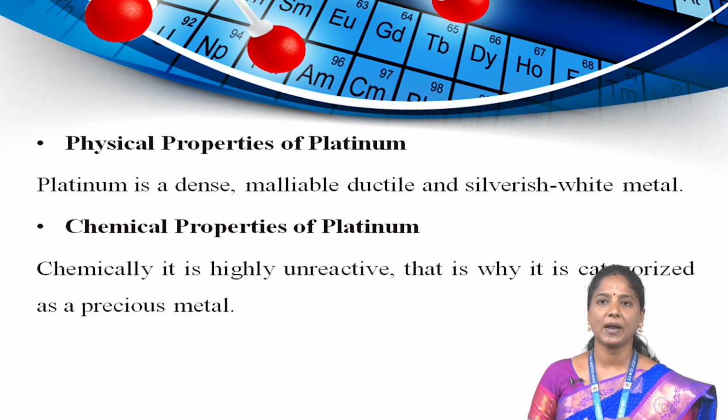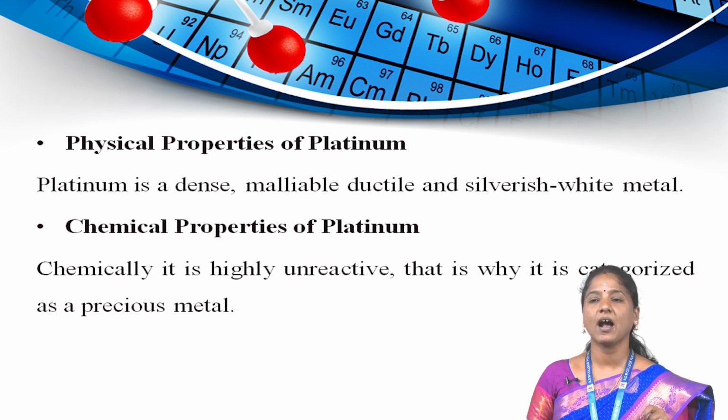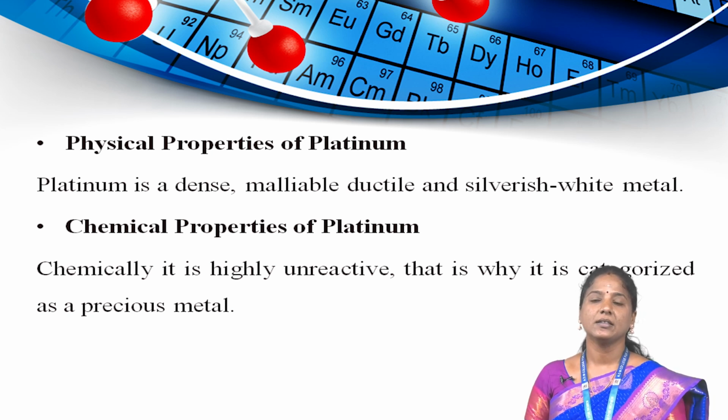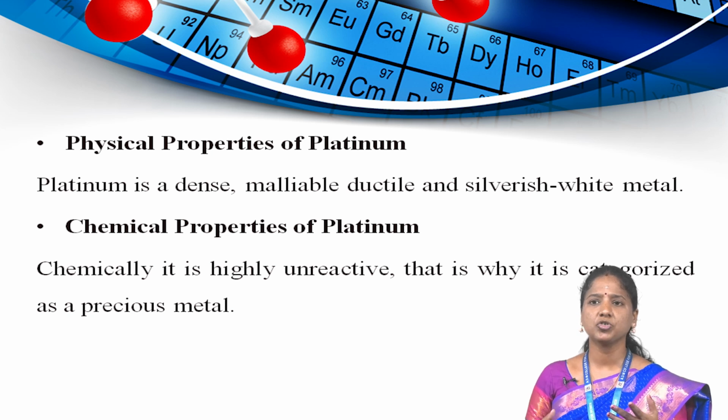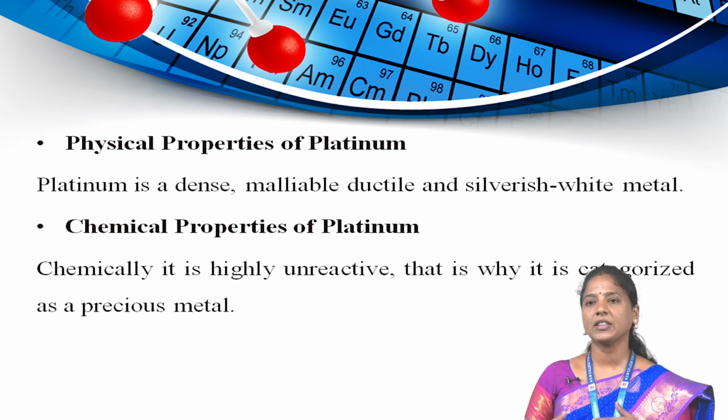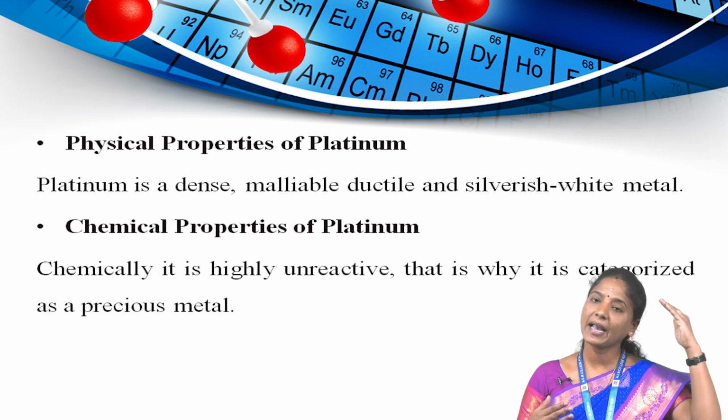Chemical properties of platinum. Chemically, it is highly unreactive. That is why it is categorized as a precious metal. Platinum is highly resistant to corrosion. It is not tarnished in the air. That is why it does not form oxides, hydroxides, carbonates and sulfides when exposed to the atmosphere. It gets oxidized at 500 degrees Celsius. It is reactive with halogens like fluorine, chlorine, bromine, and iodine at very high temperatures.